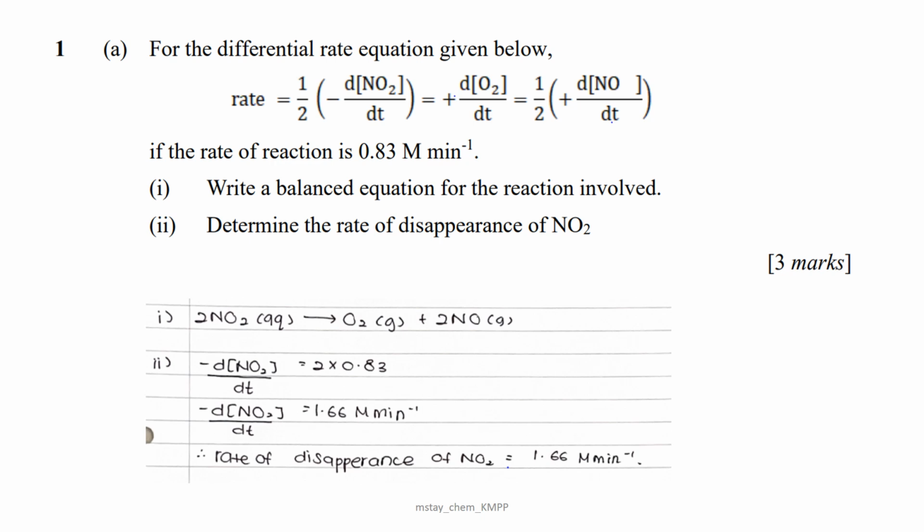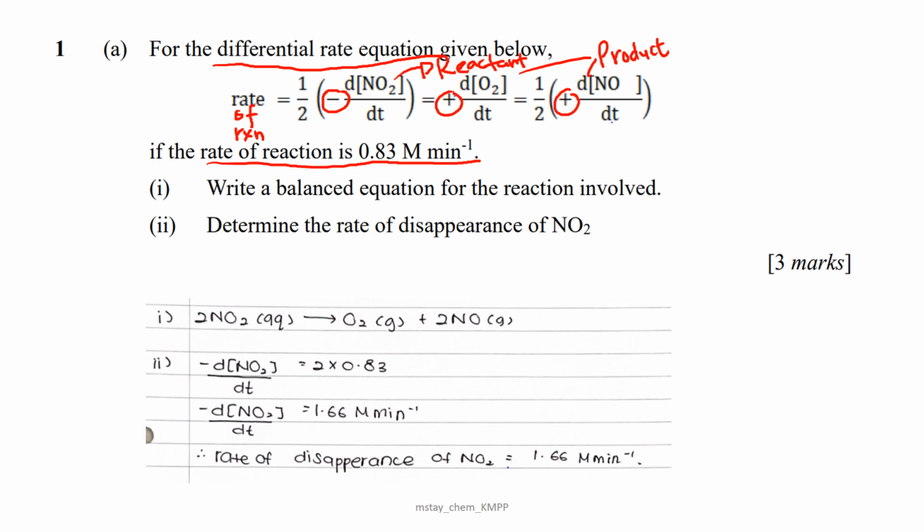Let's start with question number 1. The question given us differentiate rate equation. The rate here basically is referred to rate of reaction. So due to the negative sign here, we know that the NO2 is the reactant, while for the positive side, O2 and NO, both these are product. So rate of reaction as well given 0.83 molar per minute.